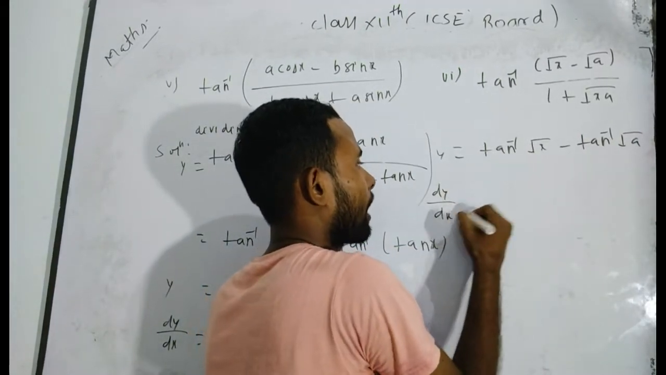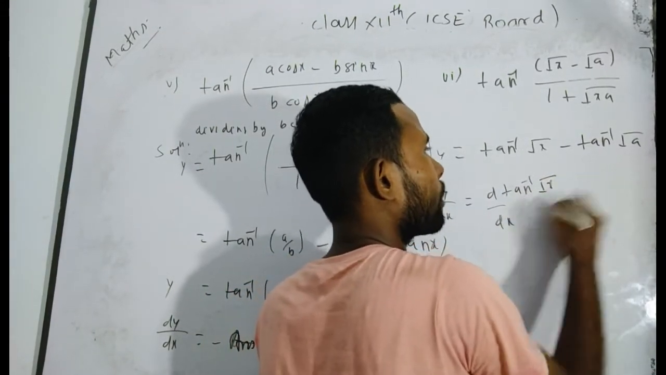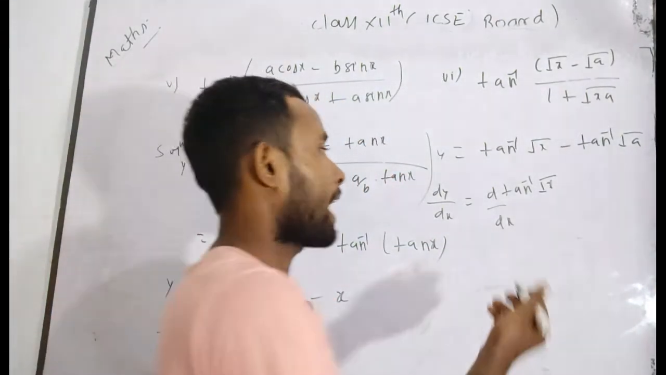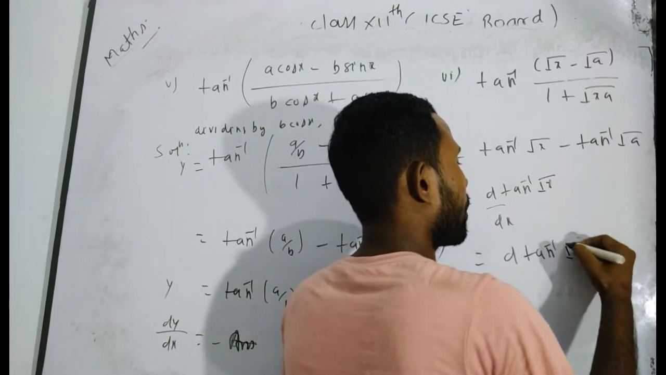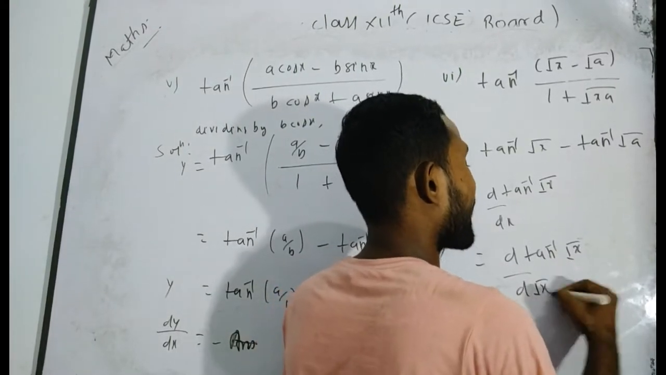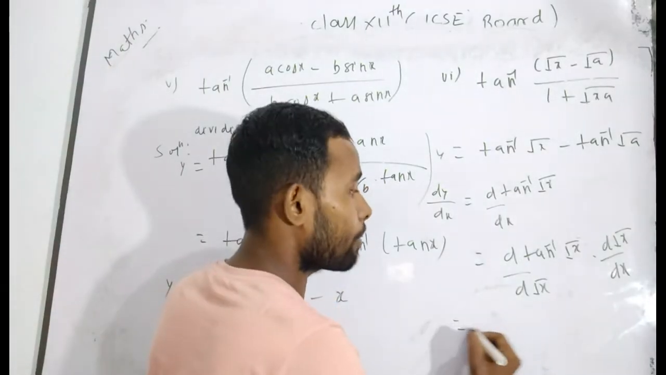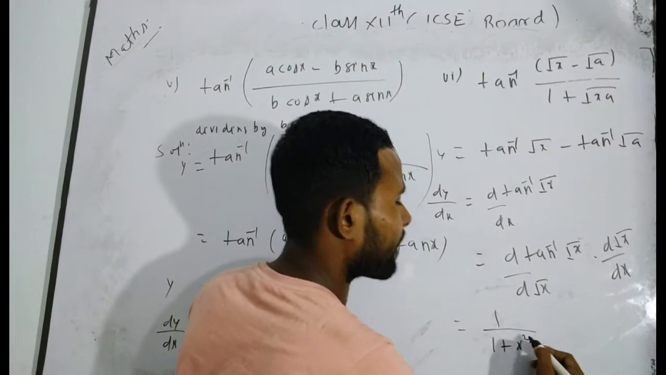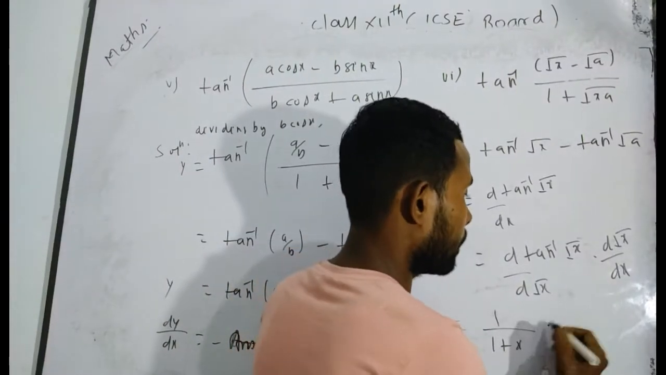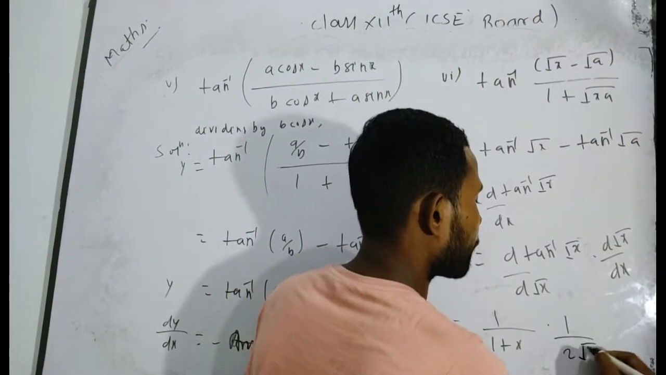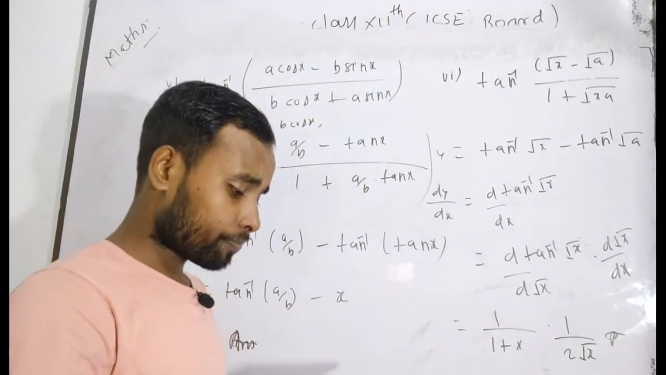Now you have to differentiate. So you have to differentiate tan inverse root x, and do not differentiate tan inverse root a, because its derivative will be 0. When you differentiate this function, first of all you have to differentiate tan inverse root x with respect to root x, and again you have to differentiate root x with respect to x. In that case, its derivative will be 1 upon 1 plus x square. In place of x there is root x, so its square will be simply x, into the derivative of root x, which is 1 upon 2 root x, which is your correct answer. I think you understand very well.